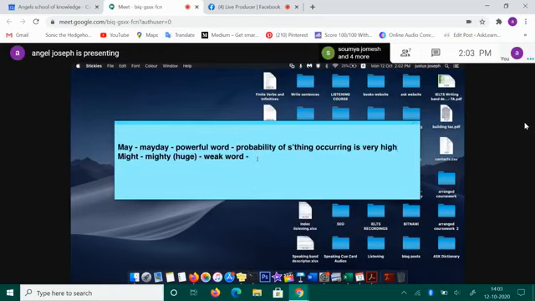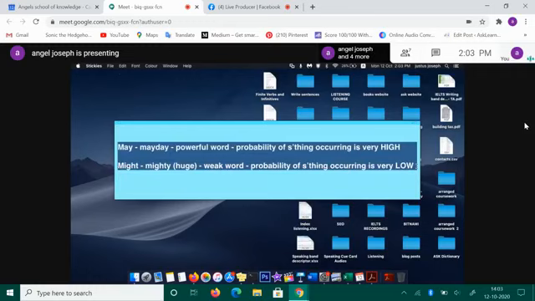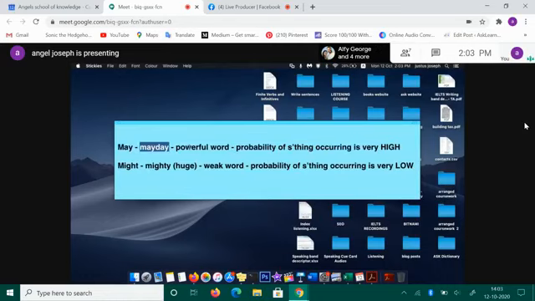Might is the same thing, but the probability is very low. So understand this like this, and it's quite easy to learn it and not go wrong. Mayday, mayday, a very big thing, a powerful word, right? Everything in an airport will change if you just say this word. So "may" is used to show something that is very powerful and has a very high probability. "Might," even though it shows itself as very mighty, big, huge, is a very weak word. It shows the probability of something occurring is very low.